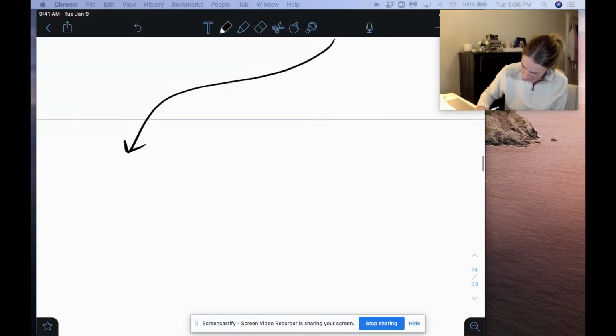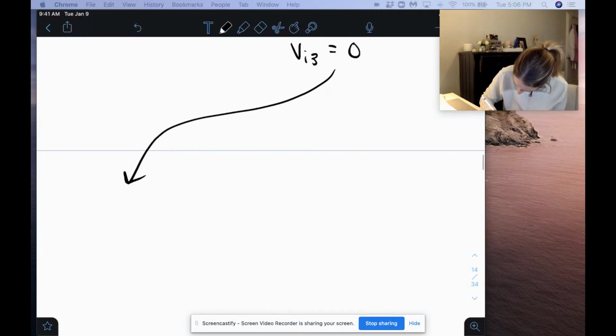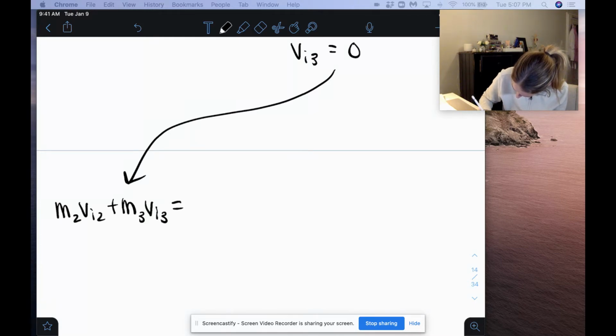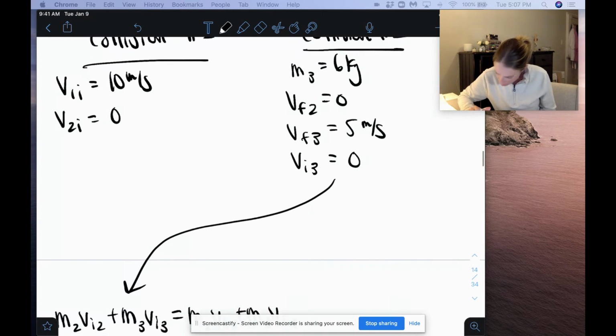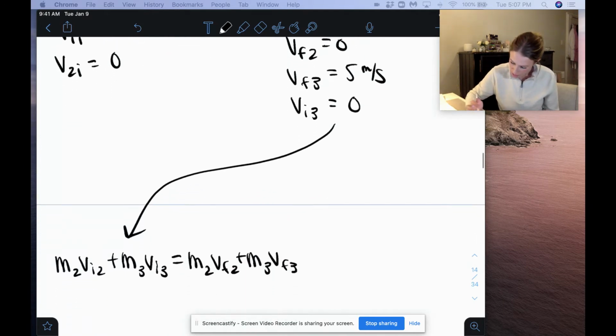For collision number 2, I have m2 v2 initial plus m3 v3 initial equals m2 v2 final plus m3 v3 final. So this is conservation of momentum. I know that the final velocity of block 2 is 0, so this whole term cancels out.